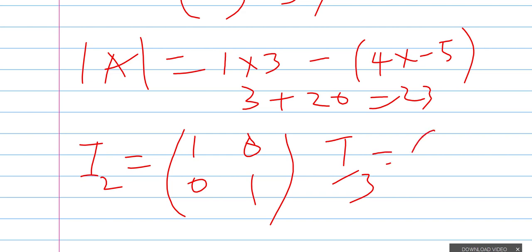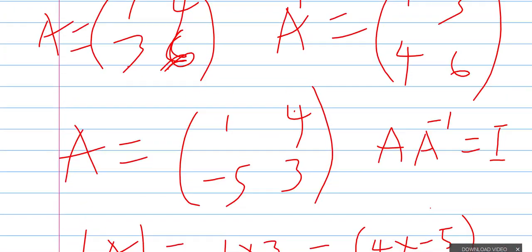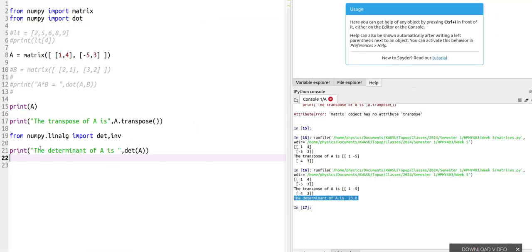For a 3 by 3 matrix, it will be 1 0 0, 0 1 0, and 0 0 1. That's the unit matrix. Now, a matrix that you multiply by a given matrix that will give the unit matrix or identity matrix is the inverse of the matrix. So how do you find the inverse of A? If you want to do this by hand, it's a long process, but in Python it's very, very easy.